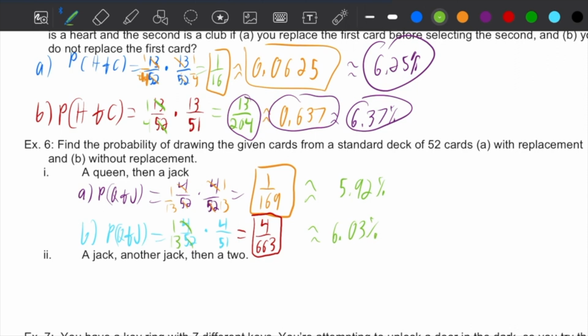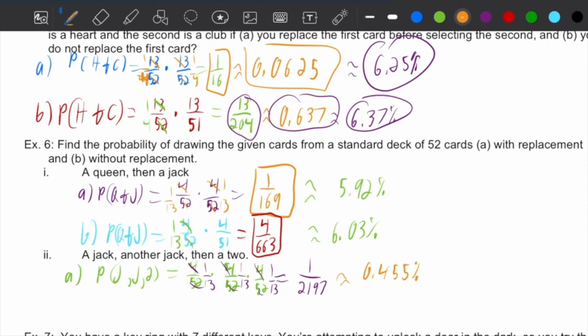So what's the probability on 6 part 2 that you get a jack, then another jack, then a 2? So with replacement: the probability of getting a jack the first time, 4 out of 52. Second time, 4 out of 52 again, because you just put the jack back. And then a 2, 4 out of 52. So you just multiply it times itself 3 times, reducing all these to 1 over 13, 1 over 13 cubed, which is 1 over 2,197. That'd be approximately 0.455%. Not very likely, in case you're wondering.